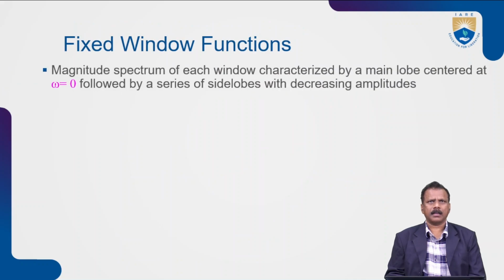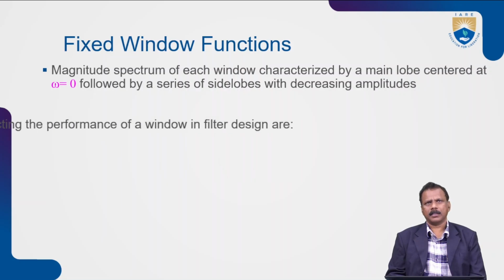Now coming to the magnitude spectrum of each window, it is characterized by a main lobe centered at omega equal to 0, followed by a series of side lobes with decreasing amplitudes. As for the previous graphical analysis, we interpret this using the magnitude spectrum of each window, characterized by a main lobe centered at omega equal to 0, followed by a series of side lobes with decreasing amplitudes.